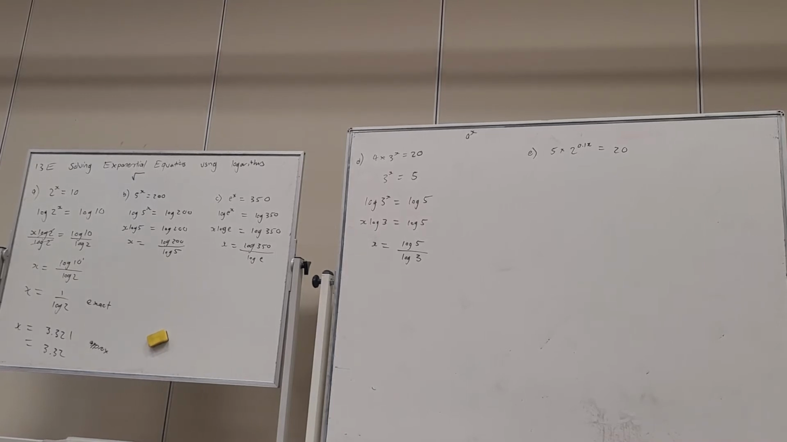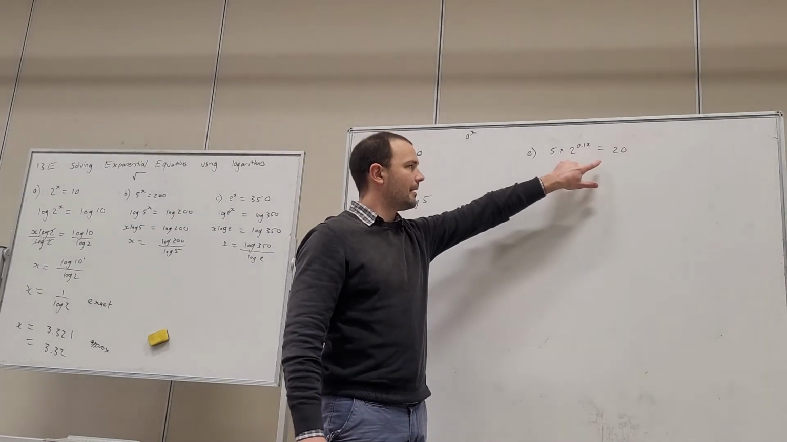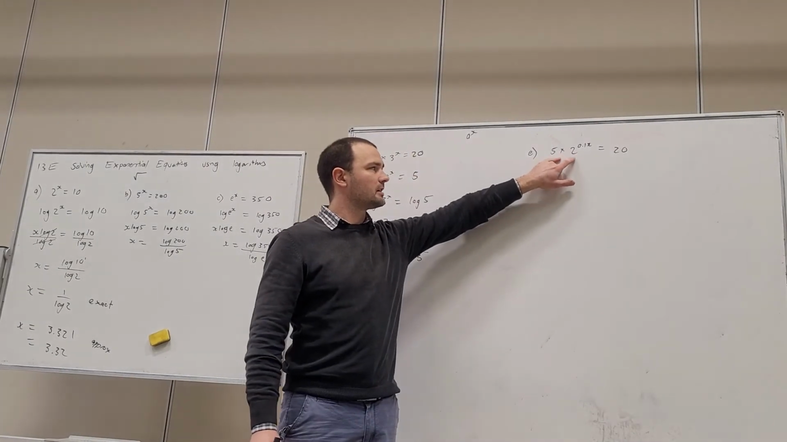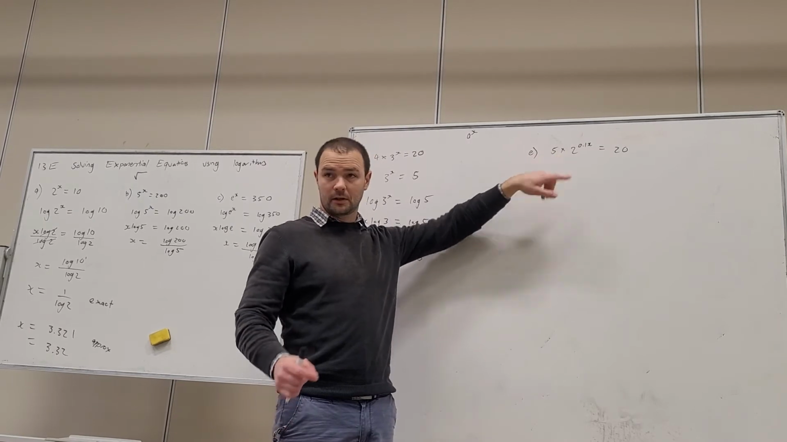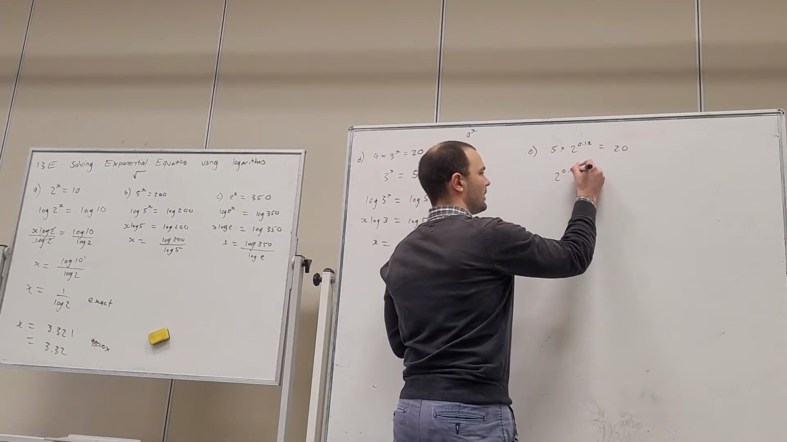Okay, on to E. We want to solve this problem. We don't have the exponential by itself, so we need to get rid of that product first. We're going to divide both sides by 5. So we'll have 2 to the 0.1x equals 4.